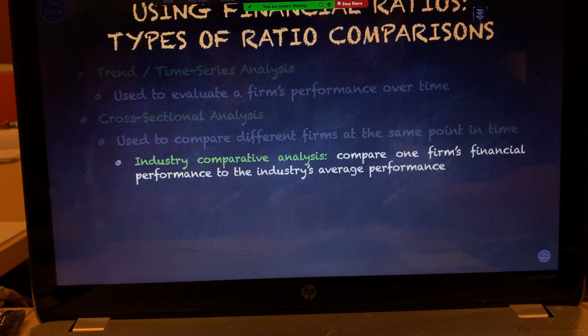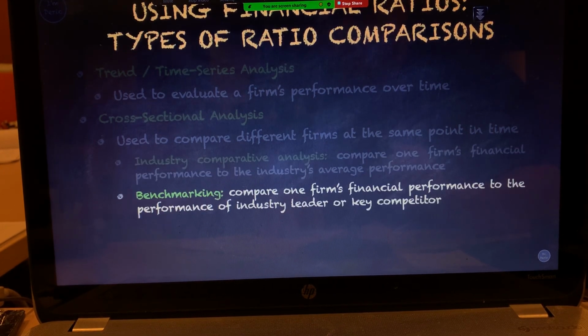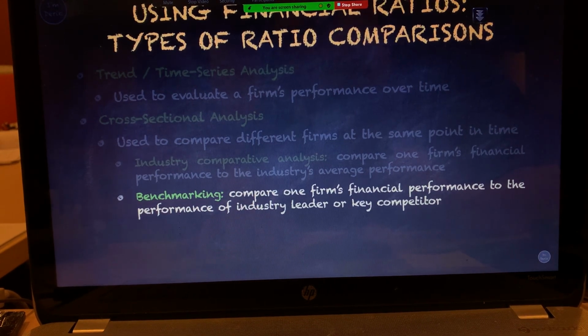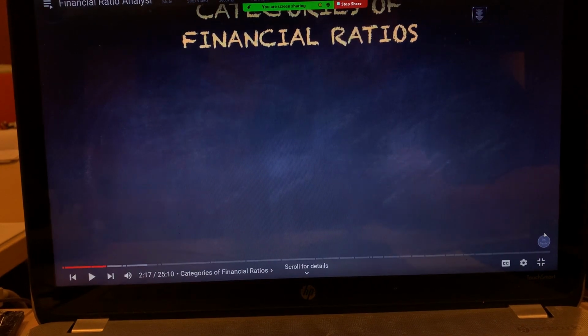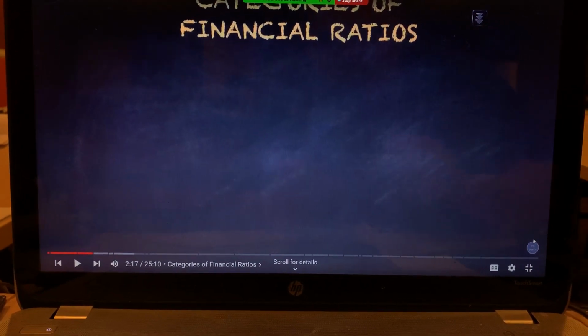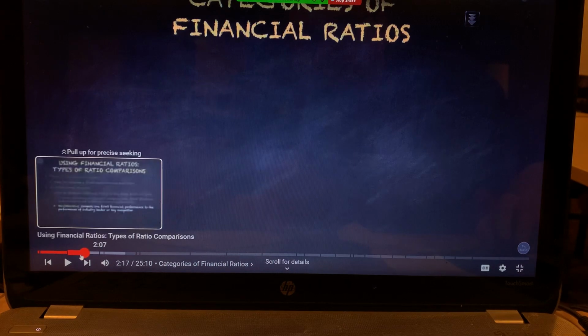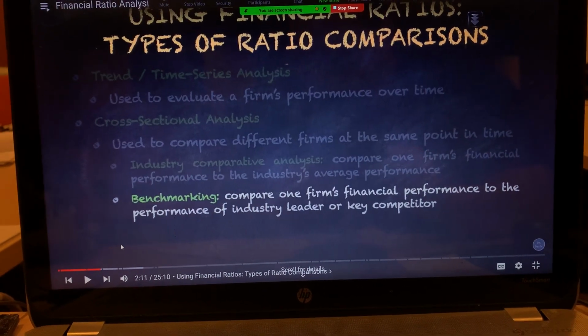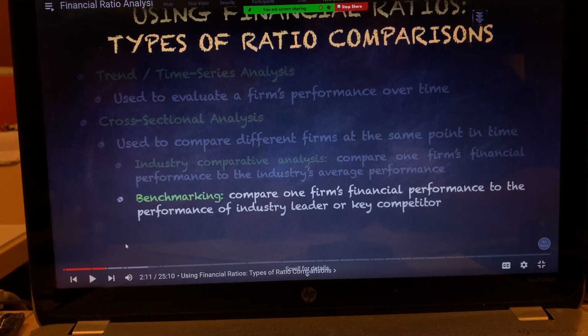About cross-sectional analysis, you can either compare one firm's financial performance to the industry's average performance, which is called industry comparative analysis, or compare one firm's financial performance to the performance of an industry leader or key competitor, that's called benchmarking. So I'm going to pause for just a second and back up, because there's one very important item that I parsed out of this when I was sitting down and learning from this, and that is when you're doing a trend.